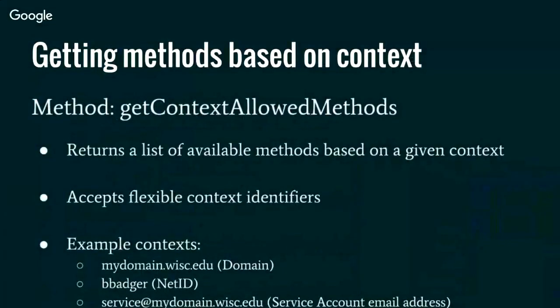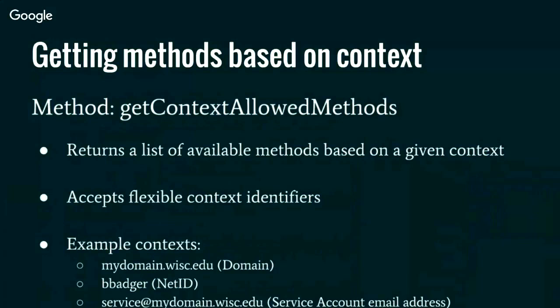So the first one is for getting the methods that are available to you to call based on the context that you provide. The method name is GetContextAllowedMethods. And when you call this, it will return a list of methods that are available for you to call based on a context you provide. And it's very flexible with how you can identify the context. So one of the parameters you pass it is context. And if you want to see what you can call on a domain, for instance, you would pass the context mydomain.wisc.edu. Or a user, you could identify a user by a net ID or a service account by email address. And it's very flexible, so you can give it an email address of the service account, or you can give it the unique identifier.